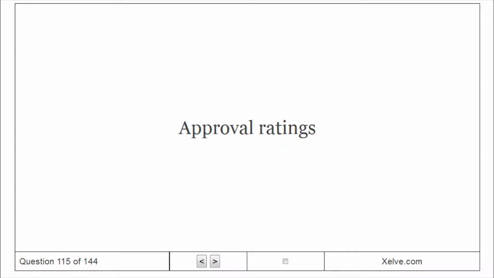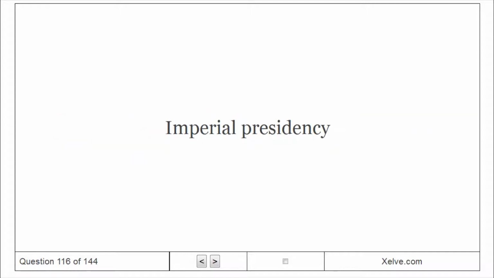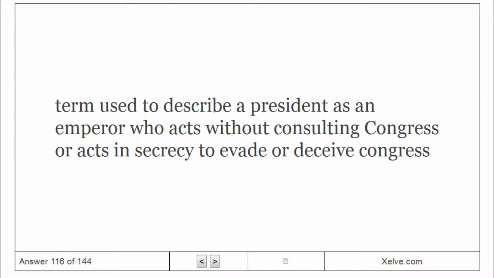Approval ratings, a measurement of how popular, or unpopular, a leader or program is among the public. Imperial presidency, term used to describe a president as an emperor who acts without consulting Congress or acts in secrecy to evade or deceive Congress.